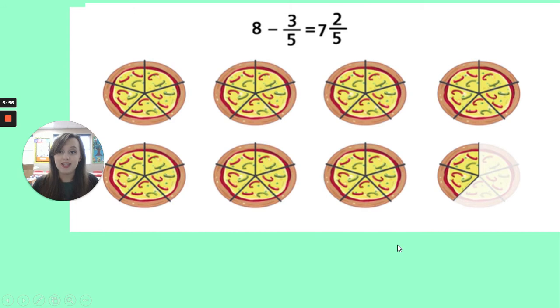Now I just need to count up what I've been left with. And I can see already there are lots of pizzas that are still whole. They haven't been touched at all. So I'm going to count them up in wholes. So 1 whole, 2 wholes, 3 wholes, 4 wholes, 5 wholes, 6 wholes, 7 wholes. And I've got 2 slices left. 2 out of 5, 2/5. So I have 7 wholes and 2/5. And we can see that here in the number sentence up above.